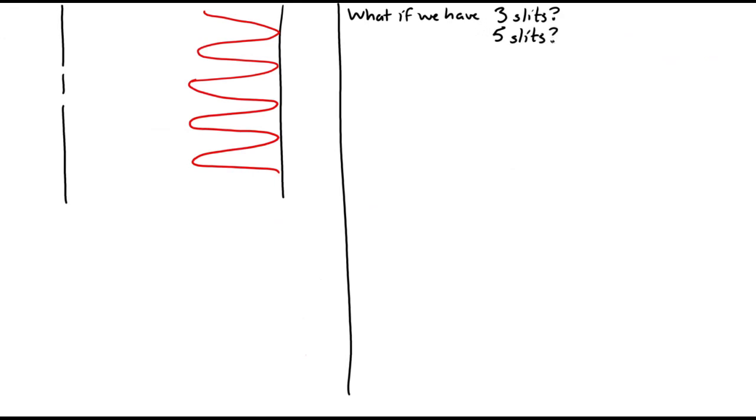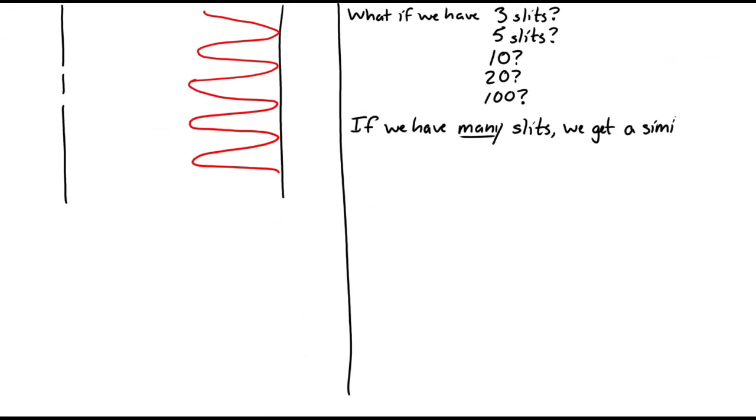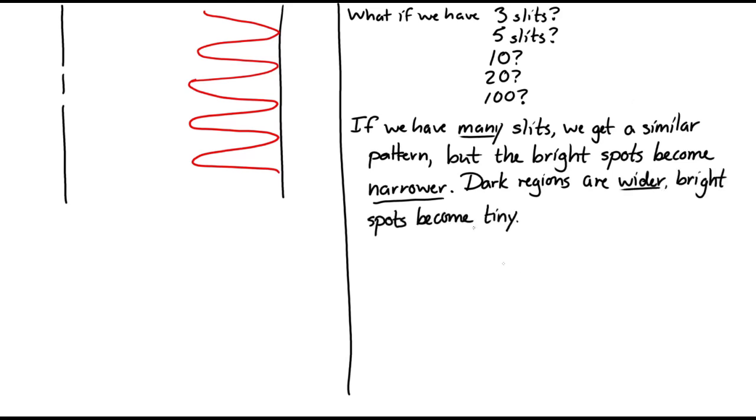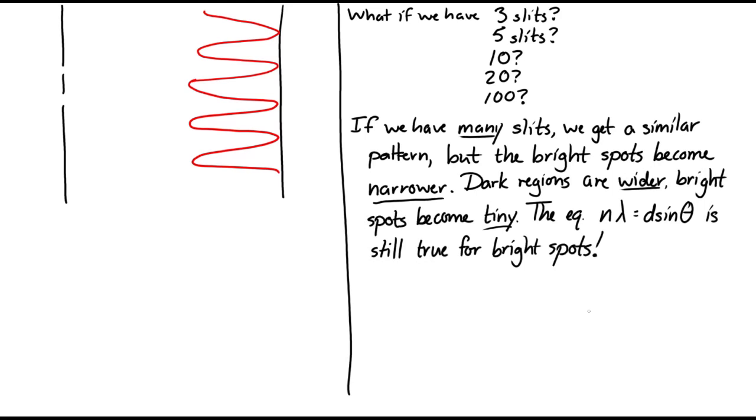Now, imagine that we didn't have two slits. What if we had three slits, or five slits, or 10, or 20, or 100? Well, if we have many slits, we get a similar pattern, it turns out, except the bright spots become narrower. The dark regions become more prevalent, and the bright spots become narrower. So this d sine theta equals n times lambda still works. It tells us where the brightest peaks are, but the peaks become more like spikes.